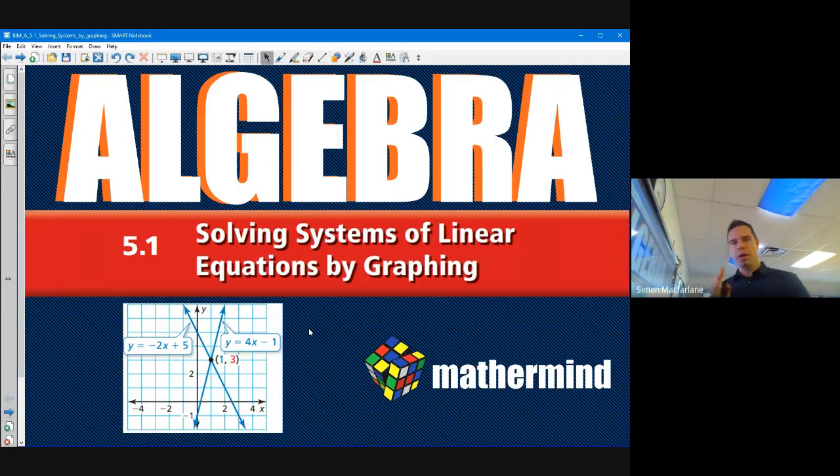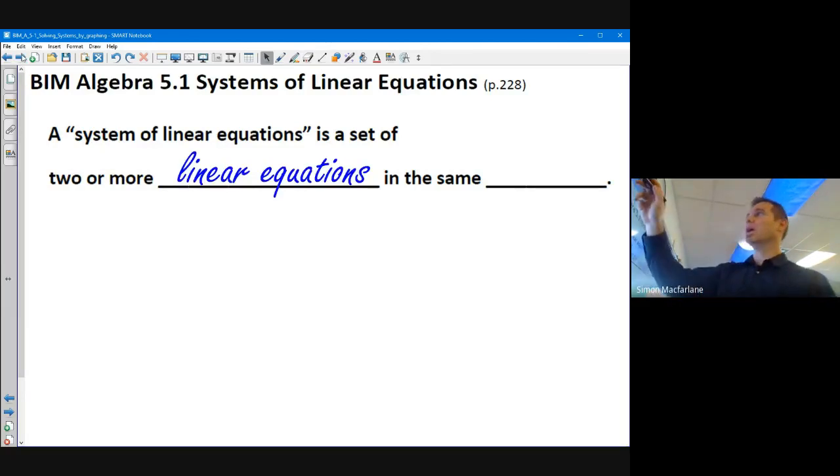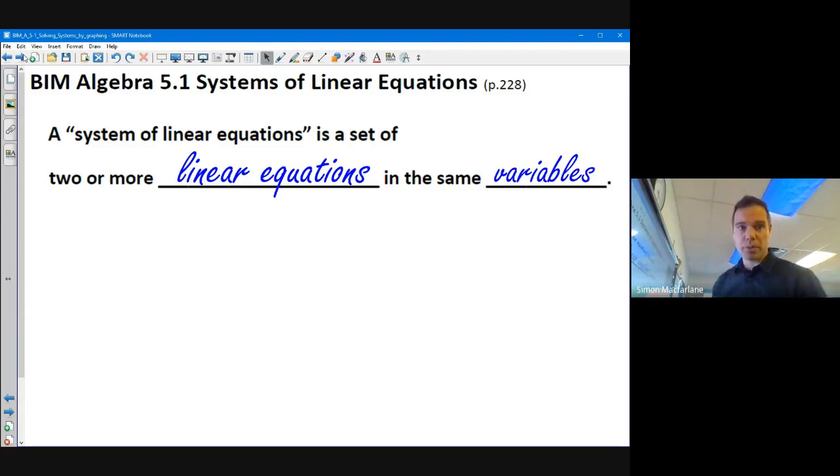All right. First off, let's talk about what systems of equations are. A system of linear equations is a set of two or more linear equations in the same variables. So you have to have the same variables. If one's x and y, the other one can't be a and b.